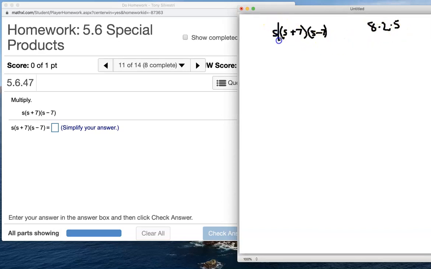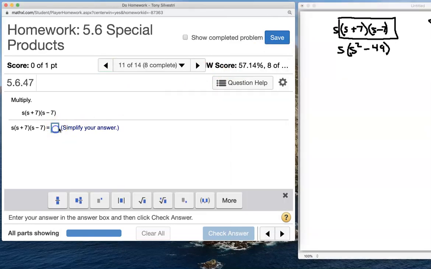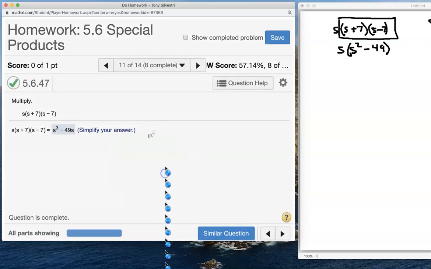And the reason why I want to do this first is that it follows the pattern that I'm striving for, where you have a plus and a minus, the same first terms, same last terms. So I'm going to square the s, minus square the 7, get 49. And that's what that square box is. But let's not forget there's an s that needs to be multiplied through. And when I multiply through, it's just a simple matter of saying s cubed minus 49s when you multiply through the s. That's it. That's all that is.